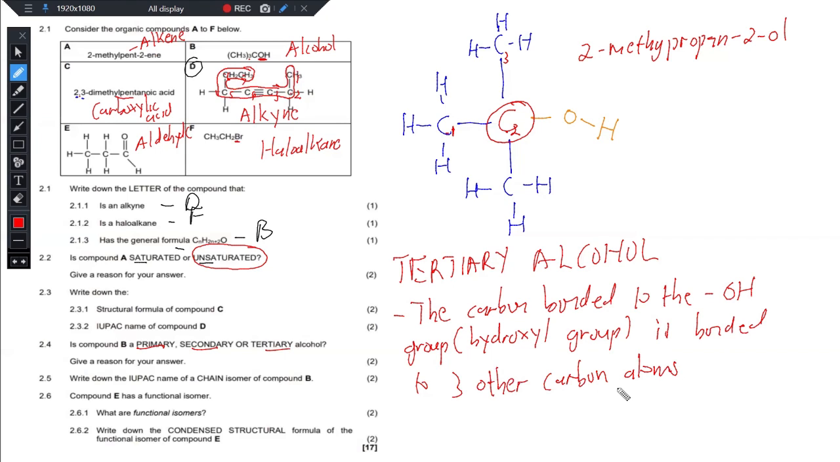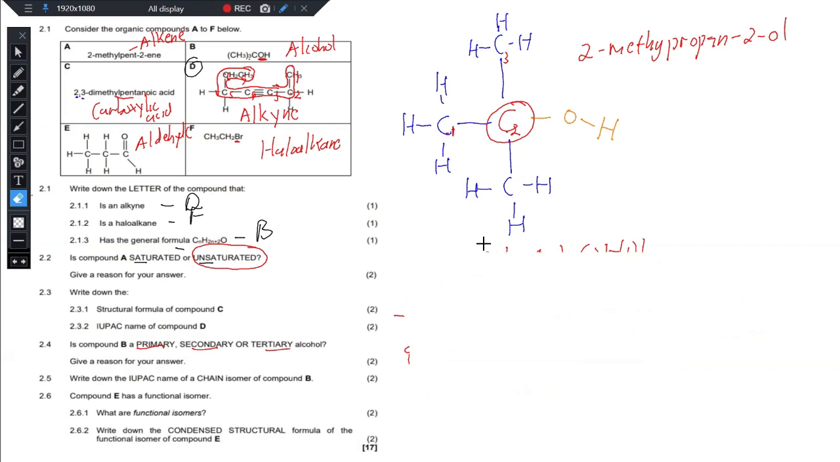So there you go. The carbon bonded to the OH group, the hydroxyl group, is bonded to 3 other carbon atoms. Right. Now, 2.5 says write down the IUPAC name of a chain isomer of compound B. Before we can do that, let's understand what is a chain isomer. A chain isomer is an organic compound that has the same molecular formula, but a different type of chain, right?